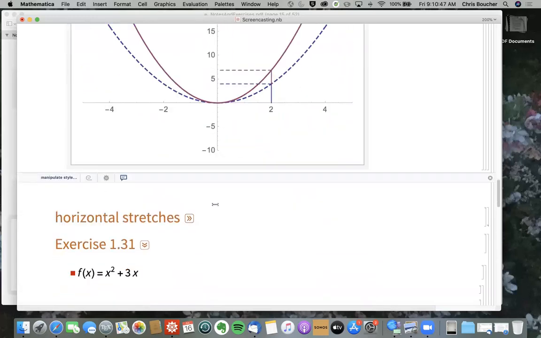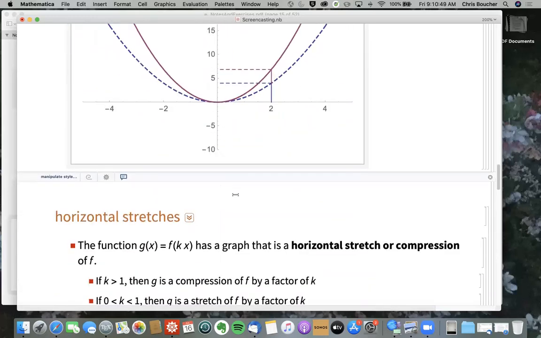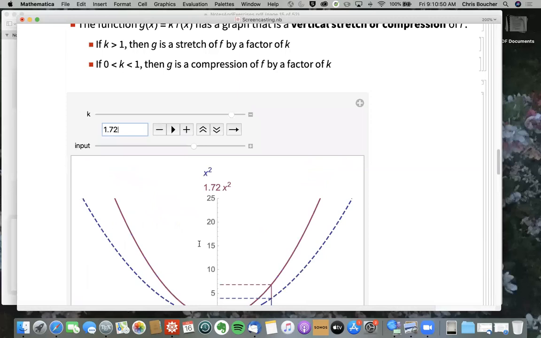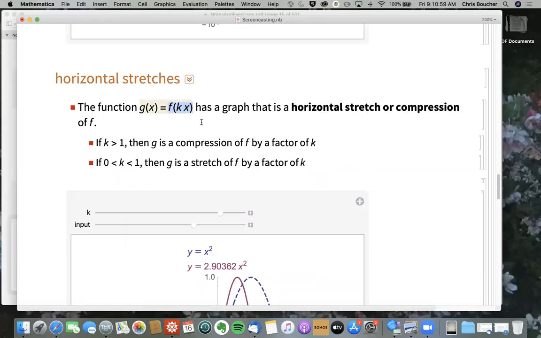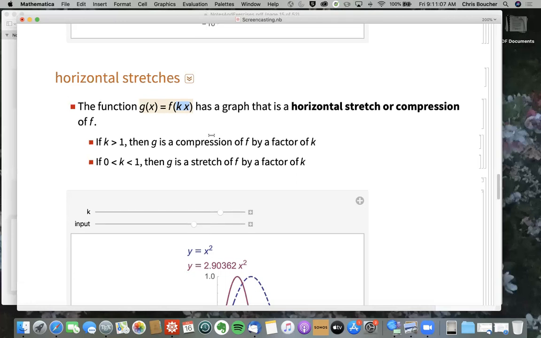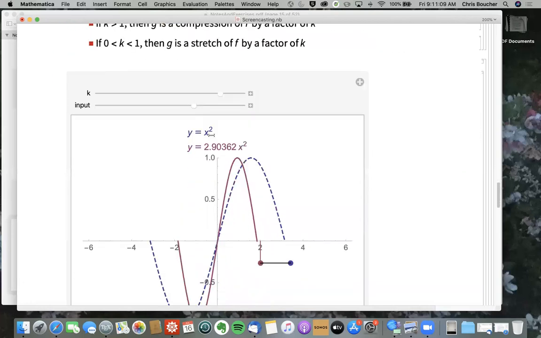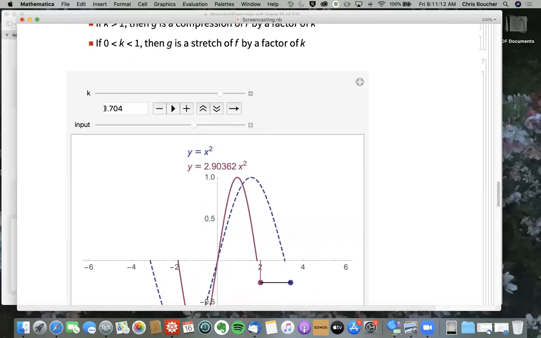A horizontal stretch, and you might even be able to predict the mechanism here. For a vertical stretch, we multiply the output by a constant. For a horizontal stretch, we multiply the input of the function. Notice the difference here, the k is inside the function instead of outside the function. And the effect of this is to stretch horizontally. All right, so let's look at this for a minute here. Let's take a k value that's a nice number like 2.